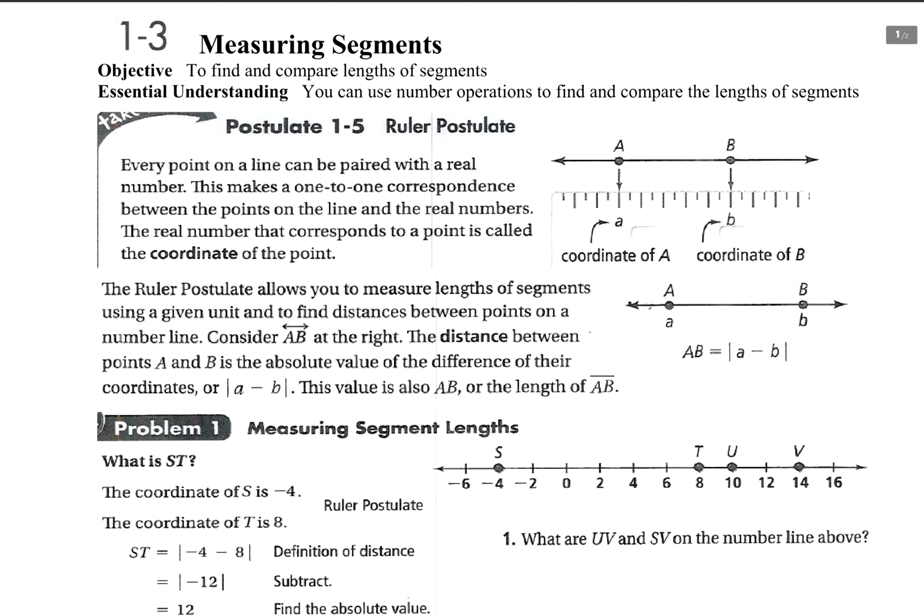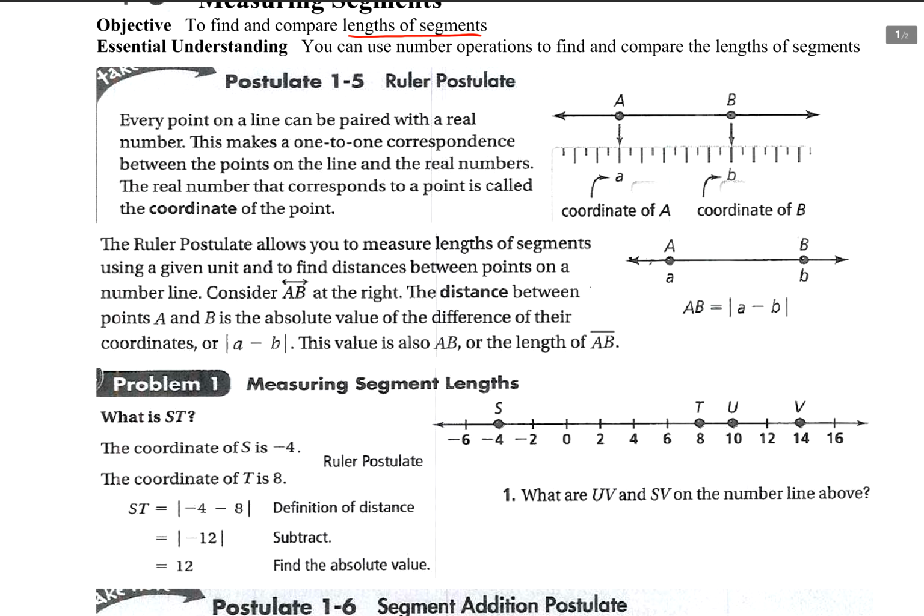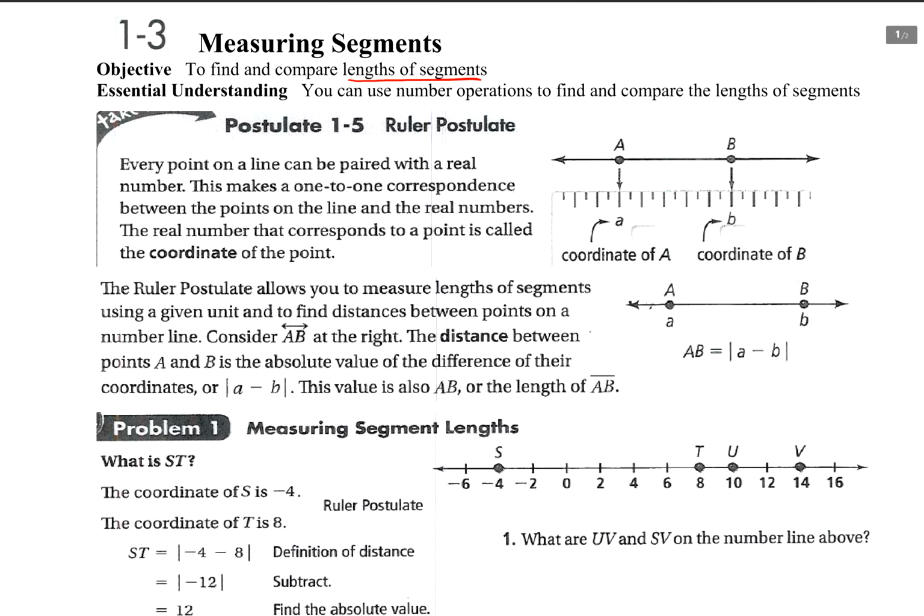1.3 Measuring Segments. In this lesson, we are going to talk about lengths of segments. We have our postulate here. This is the ruler postulate. And if you remember, postulates are accepted as fact. The ruler postulate, and this one is named, so you can simply use its name if we need to justify, says that every point on a line can be paired with a real number.